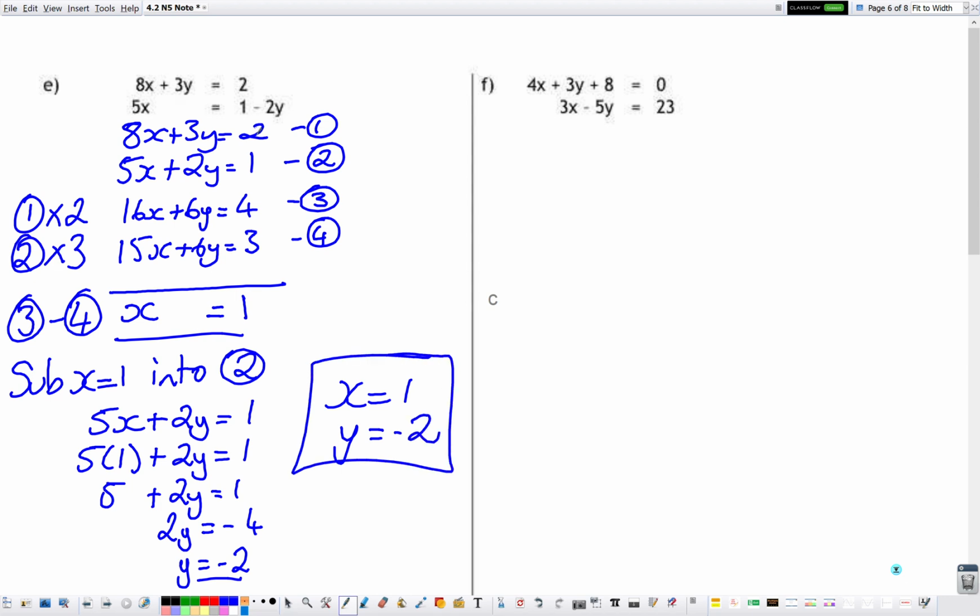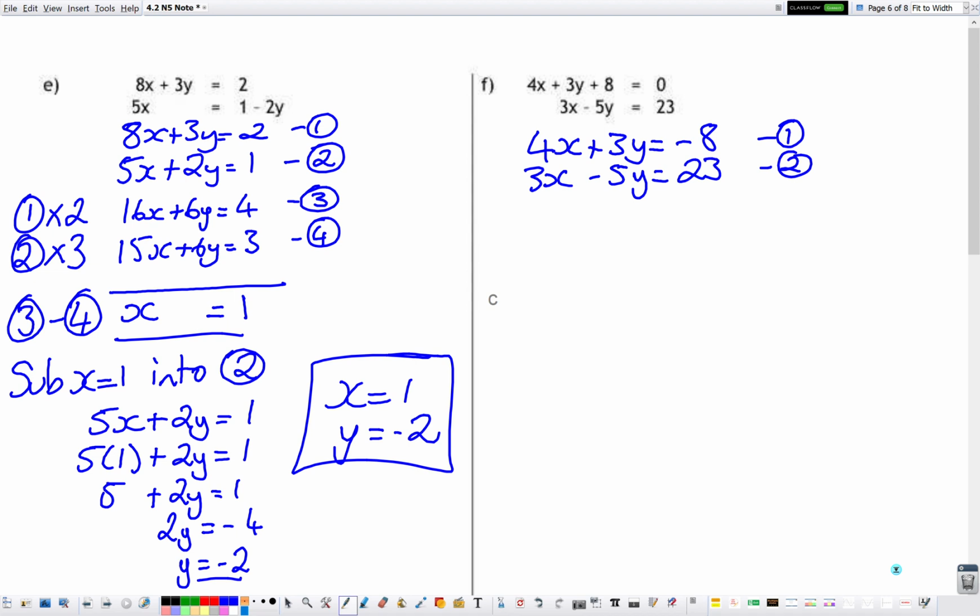Okay, so the only difference really was at this very start, I had to rearrange to get the variables all above and below each other. And we have to do the same thing in example F. So very small bit of rearranging to do here. The first one, we've got our number on the left hand side. All we have to do is just move that number over. So it's going to be 4x plus 3y, and I have to subtract 8 from both sides. So that's a minus 8 over there. That's going to be equation 1. And I've got 3x minus 5y equals 23. And that's going to be equation 2.